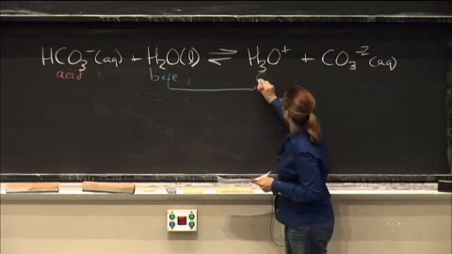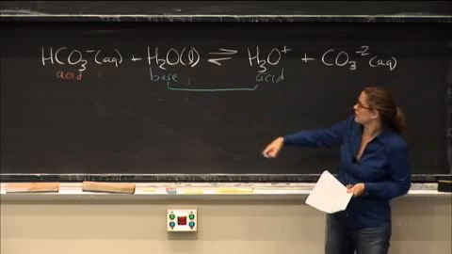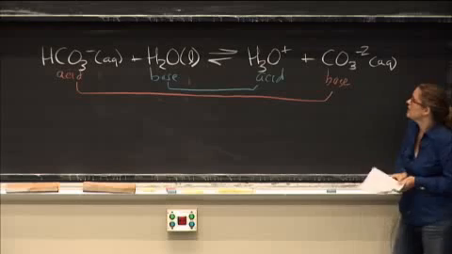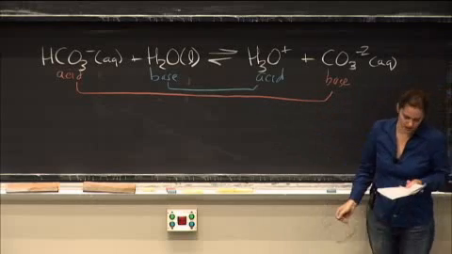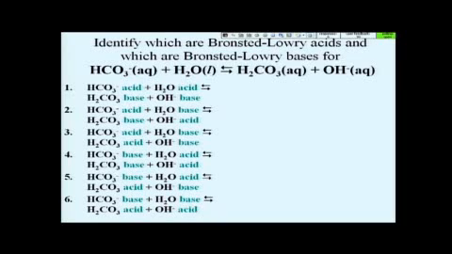And so the conjugate acid of that base, again, is the hydronium ion. And the conjugate base of the acid is CO3 minus 2 over here. And so in the reverse direction, this base will be accepting a hydrogen ion from the acid, forming the conjugates on the other side. Okay. Now you can do an example. Let's have a clicker question. So identify what the acid and the base pairs are here.